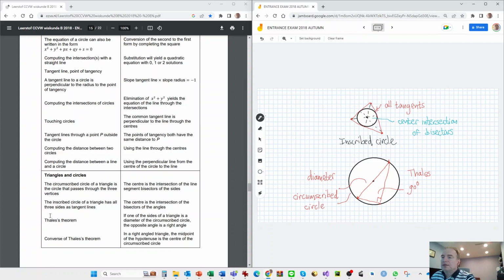Then Thales' theorem says that if you have a triangle and a circumscribed circle, if it happens to be that one segment of the triangle is a diameter, like shown here, meaning it goes through the center, then the opposite angle is 90 degrees. And vice versa, it is also true.